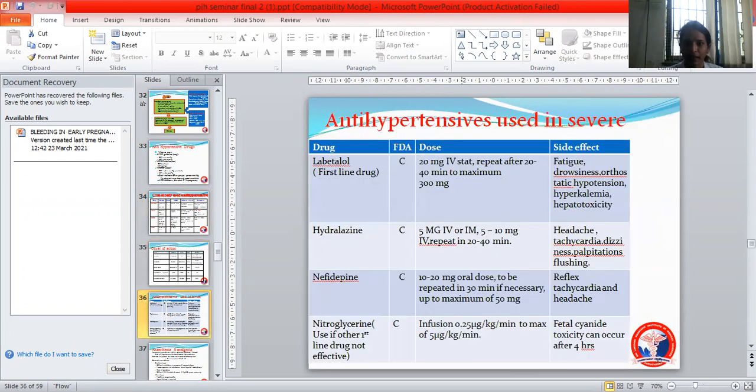So even in severe hypertension, the same drugs can be used, but labetalol can be given intravenous instead of an oral dose, that is 20 mg IV stat followed by 20 to 40 mg. It can be repeated after 40 minutes. Maximum dose can be given up to 300 milligrams. Similarly, nifedipine can also be given repeatedly after every 30 minutes, maximum up to 50 milligrams.